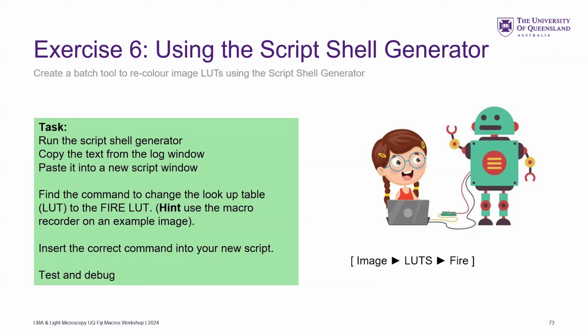And if you don't know what the commands are for that, use macro recorder and insert that single correct command into your new script. If you don't know where to change the lookup table, this is where they are. And have a go. But hopefully this will show you that a lot of the stuff that we covered is a bit repetitive. And you don't have to do that every single time. You can use something like this to generate it for you.